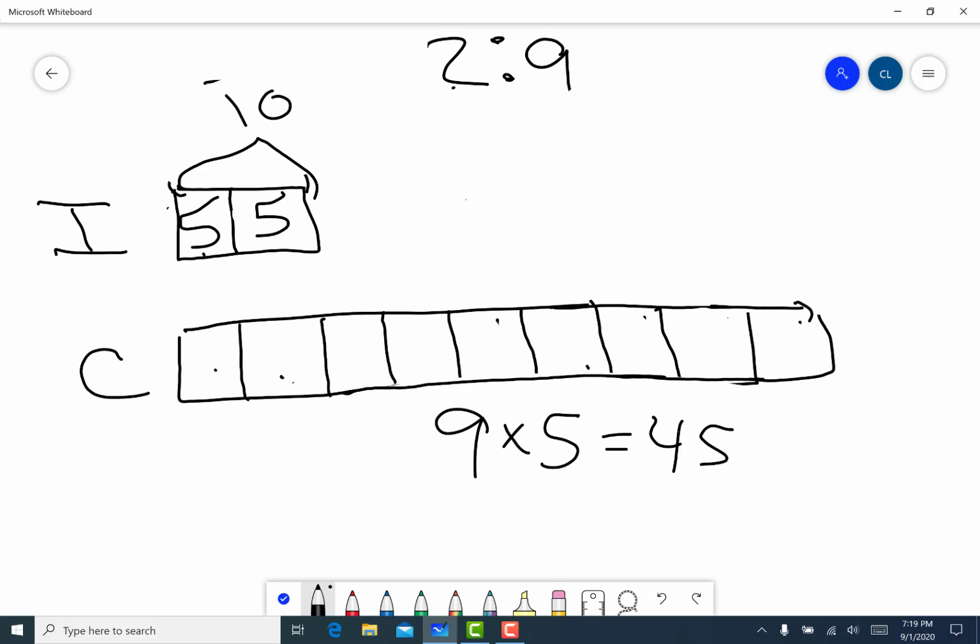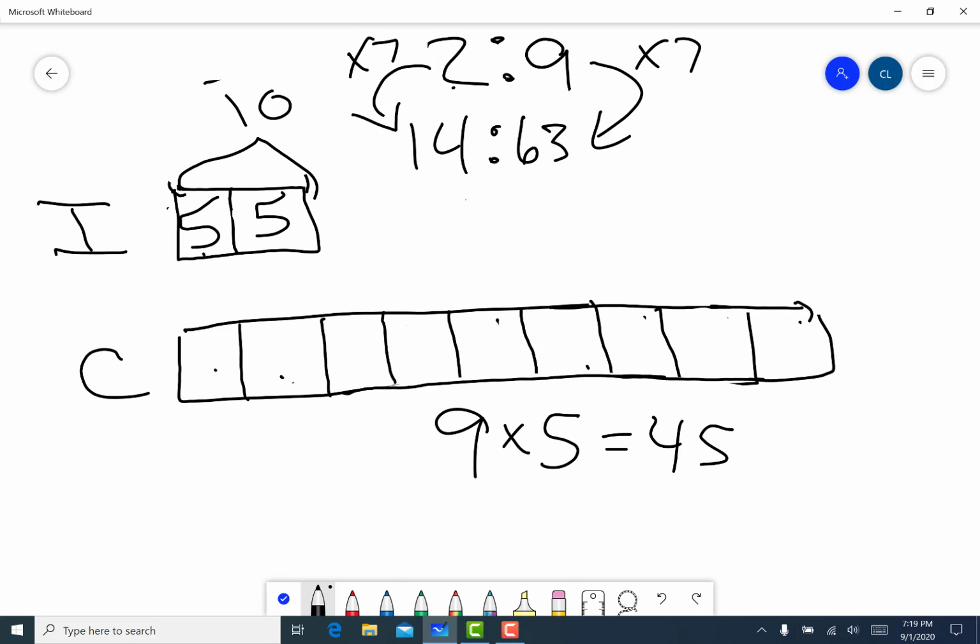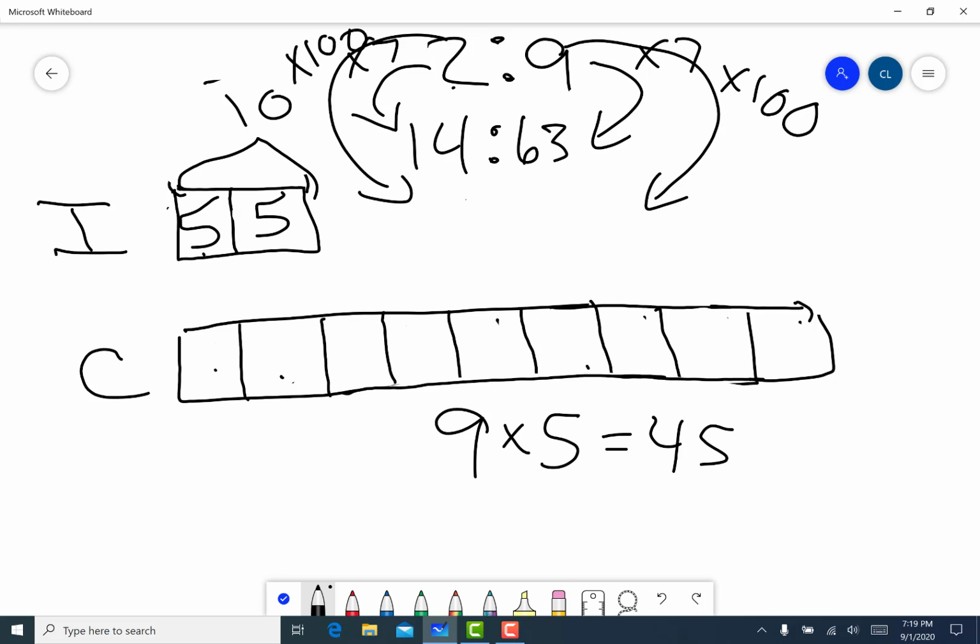I could say, let's multiply both sides by 7. I would have 14 to 63. All right, I could also multiply both sides by 100. Make a bigger arrow here. As long as you're multiplying by the same number, it's going to be equivalent. So 2 times 100 is 200, and 9 times 100 is 900. And 200 to 900 is also equivalent to 2 to 9.